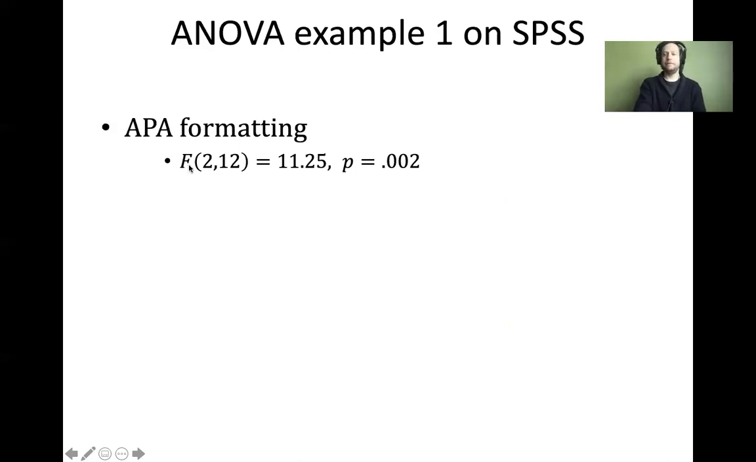So if you're doing this for T, you would have T there, and then you just have 1 degree of freedom written in the parentheses, and then your actual T value, comma, P value, and then whatever the actual number for the P value was. So this is APA formatting for F, but I've also shown you before and sent you an email for how to do APA formatting for T, and you'll be responsible for both on the test.